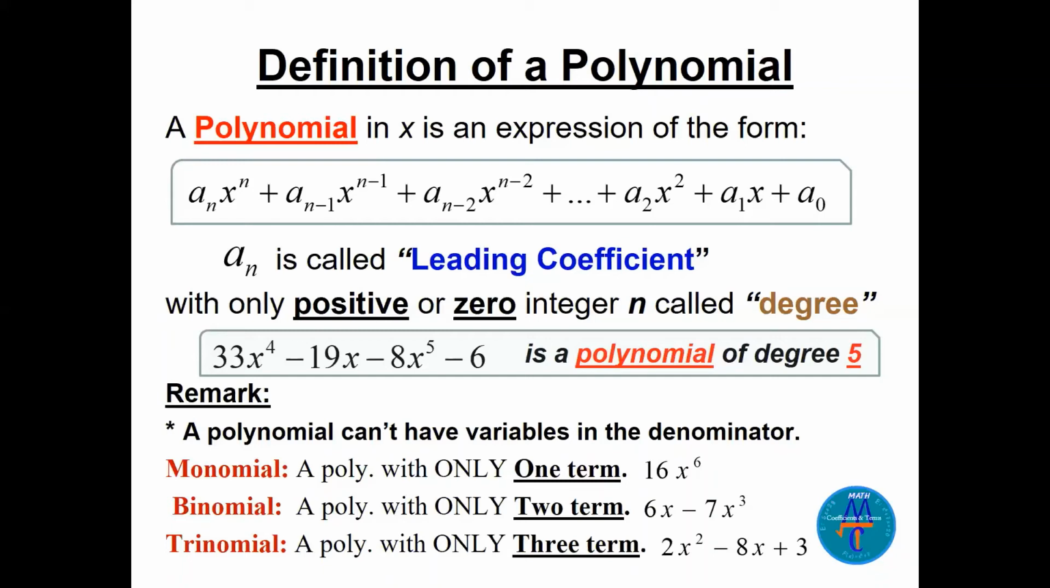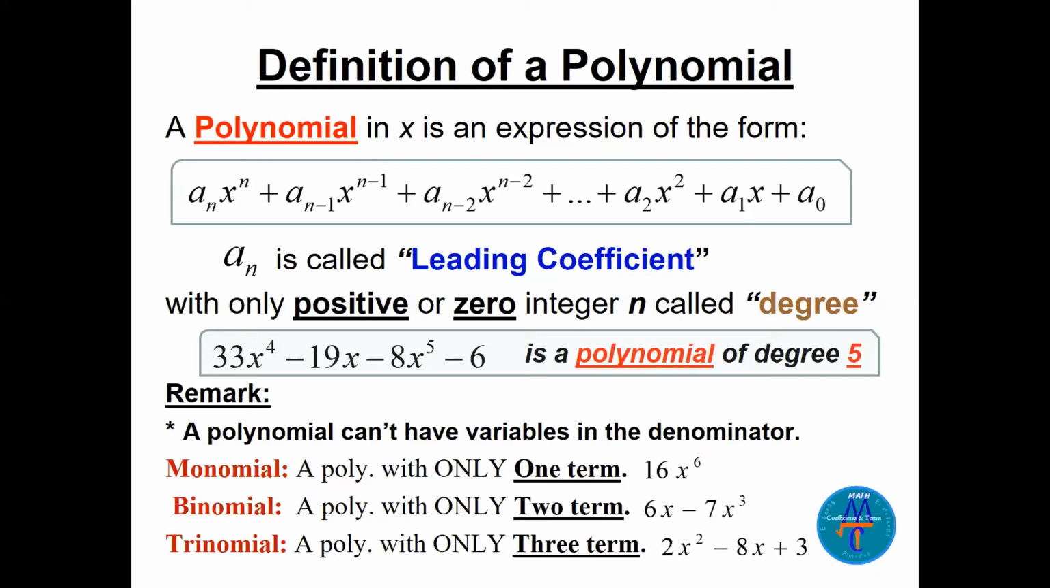Now remark, a polynomial cannot have variables in the denominator. So we cannot have 2 over x. It is not a polynomial. A polynomial has powers that are positive integers or 0, not negative powers.